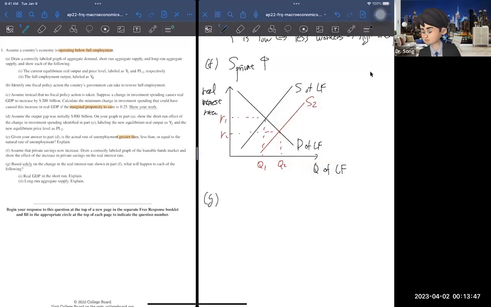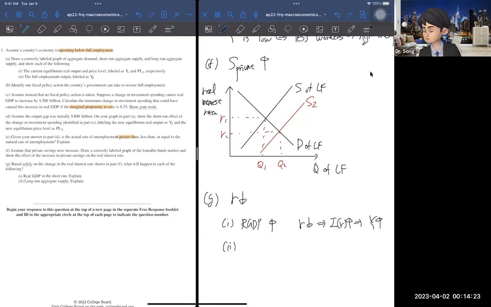Based solely on the change in real interest rate shown in part F. Again, if you mess up the question number F, you cannot find the answer for G. So we found the real interest rate is decreased. Then what will happen to each of the following? So the first one, what happened to the real GDP in the short run? And then what happened to the long run aggregate supply curve? Well, the first one, real GDP will be increased. Why is that? Well, because when you have the lower interest rate, investment is increased, then the output goes up. That's why the real GDP will be increased in the short run.